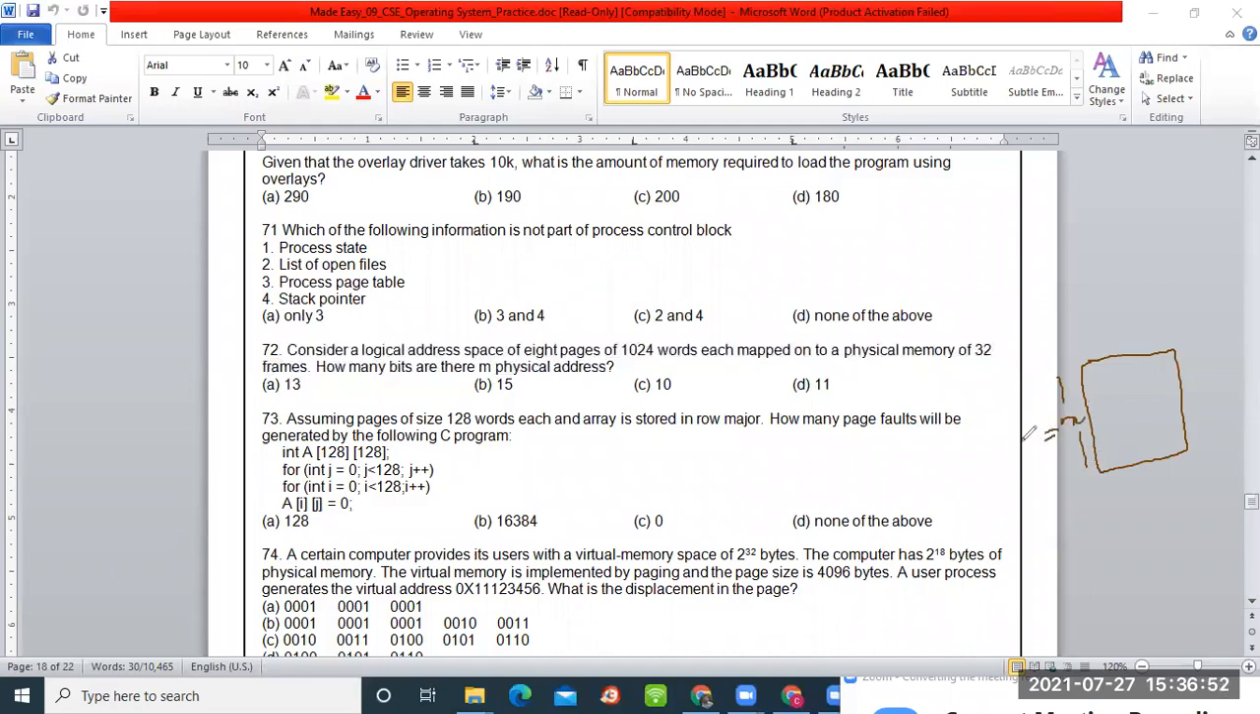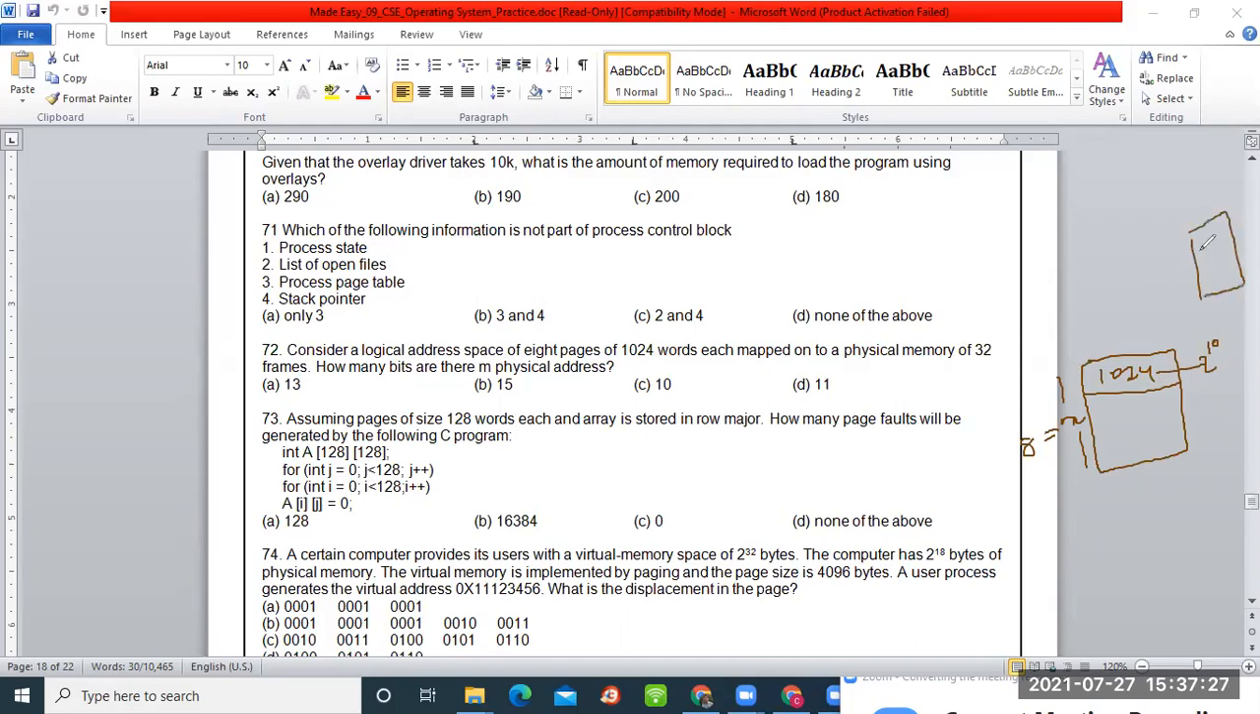Fine, 8 pages are there of 1024 words each. Each of these is 1024 words, or bytes, you can convert it; that means each page size is 2 to the power of 10. Then these map to the physical memory of 32 frames. Now how many frames are there? 32 frames are there.